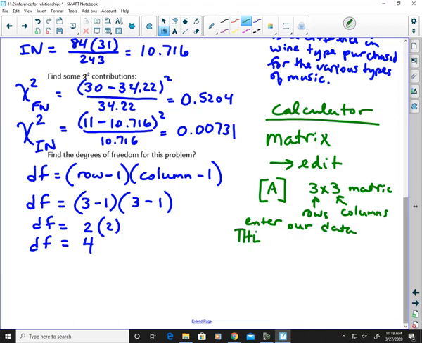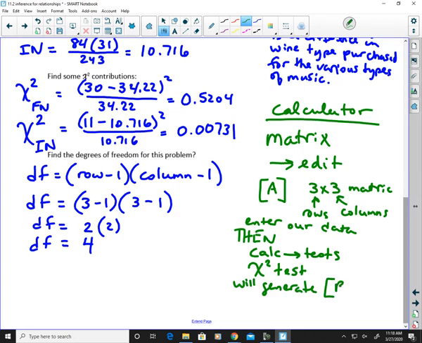Then we will use calc tests, and we will do a chi-squared test, and the calculator will generate matrix B, and that will be equal to our expected counts. So we're going to see how that goes, and it will also tell us our p-value and everything else that goes with this.